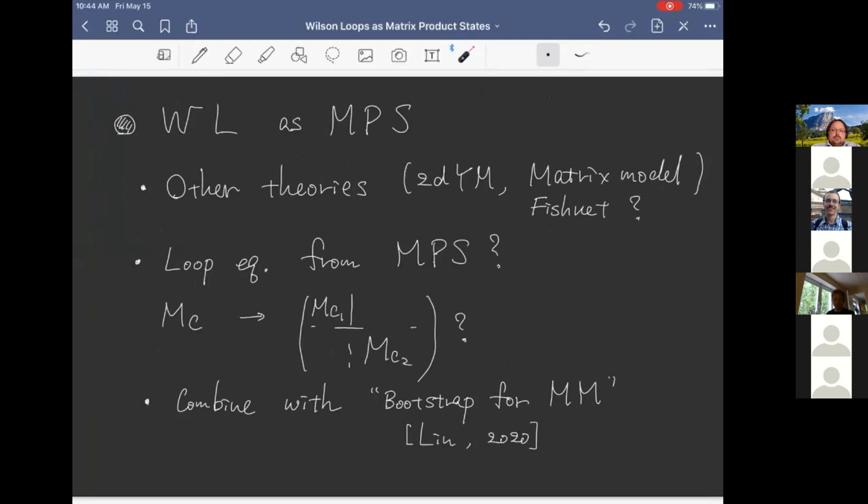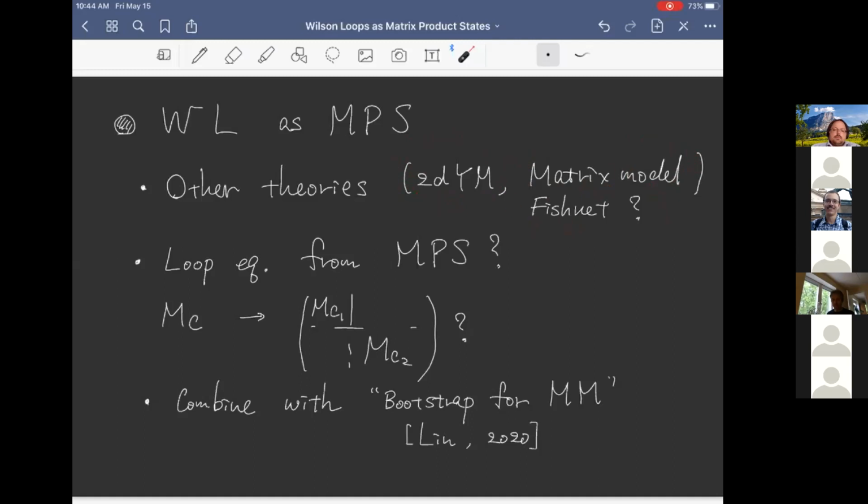Well, there are also other possibilities of using the MPS representation and maybe studying other theories. So far I was explaining how this MPS works very nicely for the free theory. I can include interaction perturbatively, but I don't know how to do it non-perturbatively. So in order to understand how to include interaction more efficiently, maybe we should study simpler theories like 2D Yang-Mills or matrix models, or maybe fishnet.